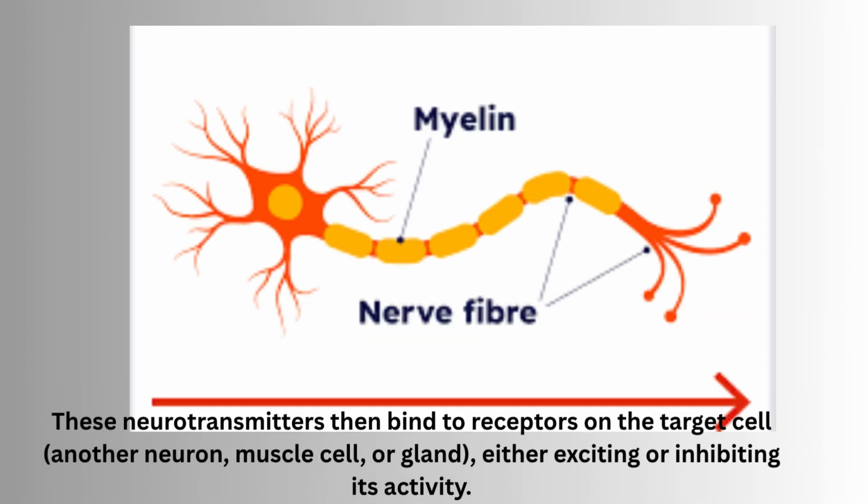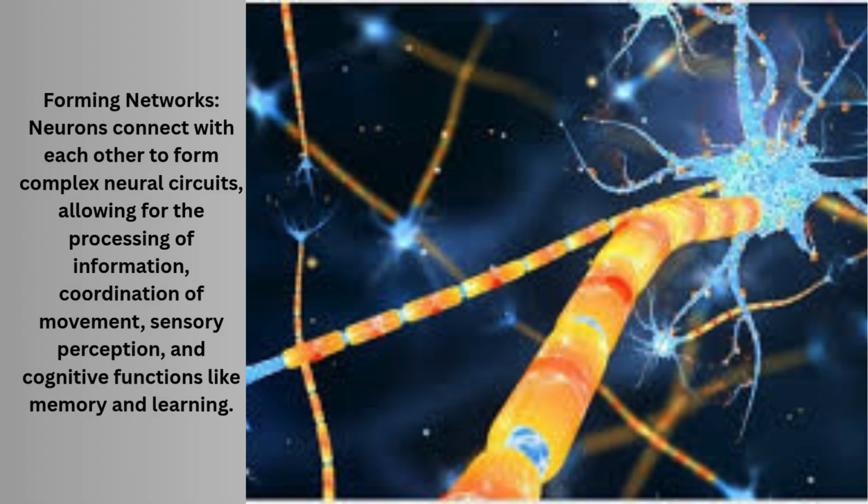These neurotransmitters then bind to receptors on the target cell, another neuron, muscle cell, or gland, either exciting or inhibiting its activity. Forming networks. Neurons connect with each other to form complex neural circuits, allowing for the processing of information, coordination of movement, sensory perception, and cognitive functions like memory and learning.